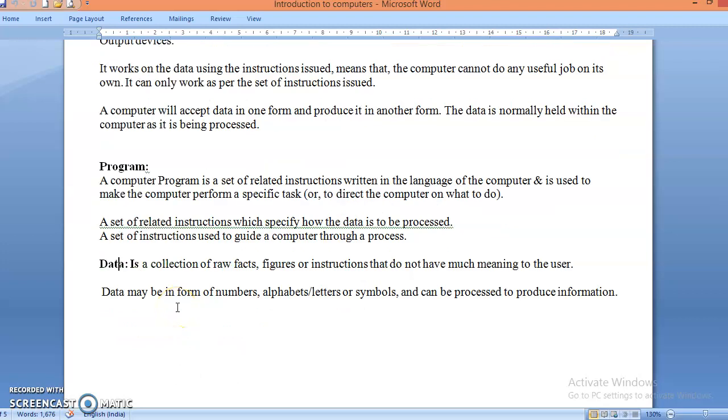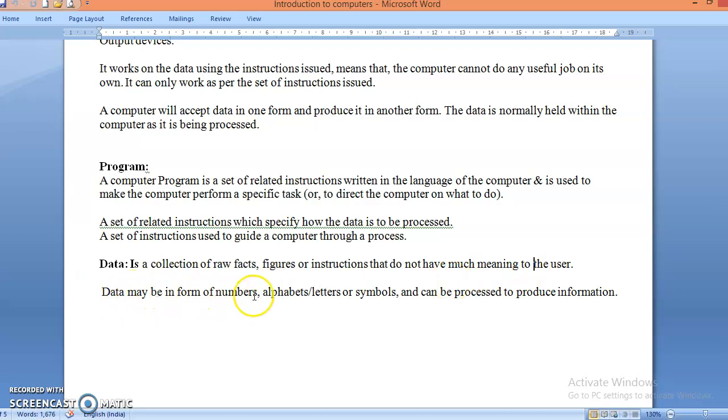About an input: we feed data into a computer as an input. Data is a collection of raw facts. It is all raw facts that we feed into a computer for processing. They are figures or instructions that do not have much meaning to the user because they are in raw form, so it does not make any sense when they are in data form.